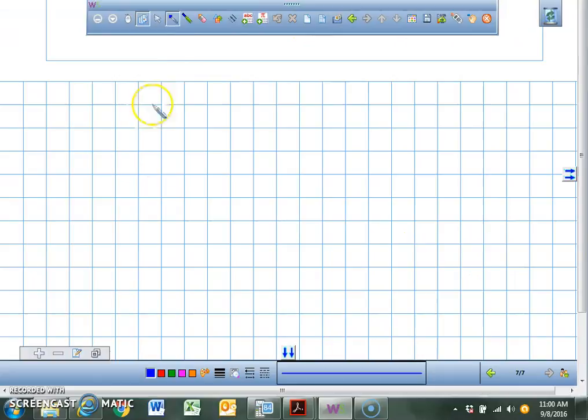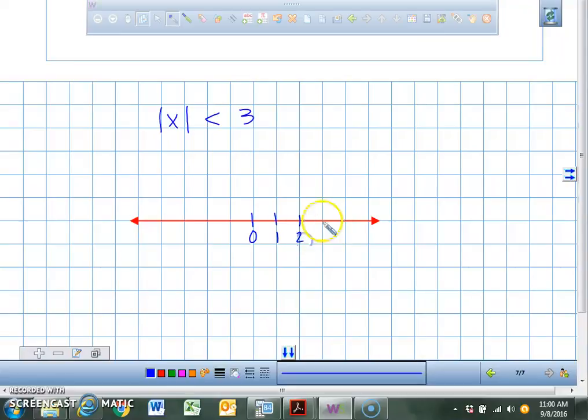The next one I want you to put on your paper is the absolute value of x is less than 3. That's what we're going to solve right now. And we're going to make another number line. This time, we're going to start with 0. We're going to go all the way out to 3 and all the way over to negative 3. Okay, so go ahead and get that on your paper.